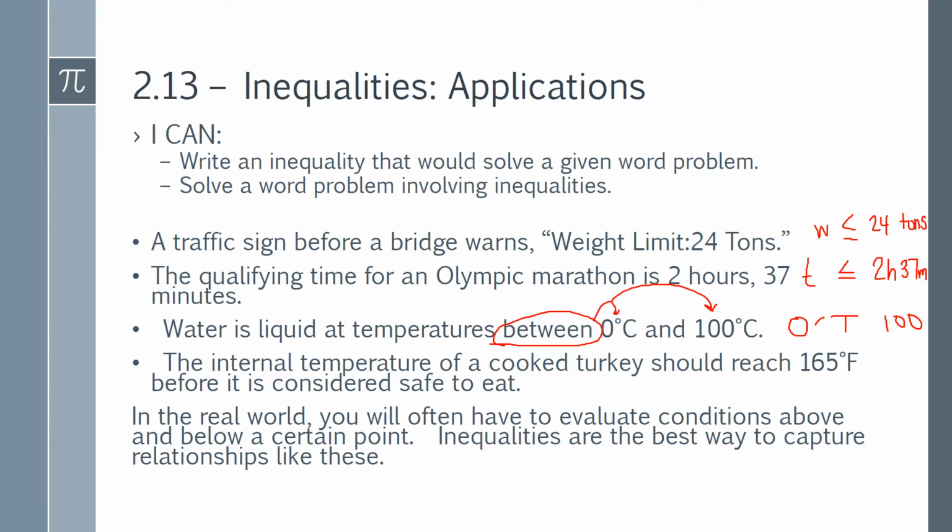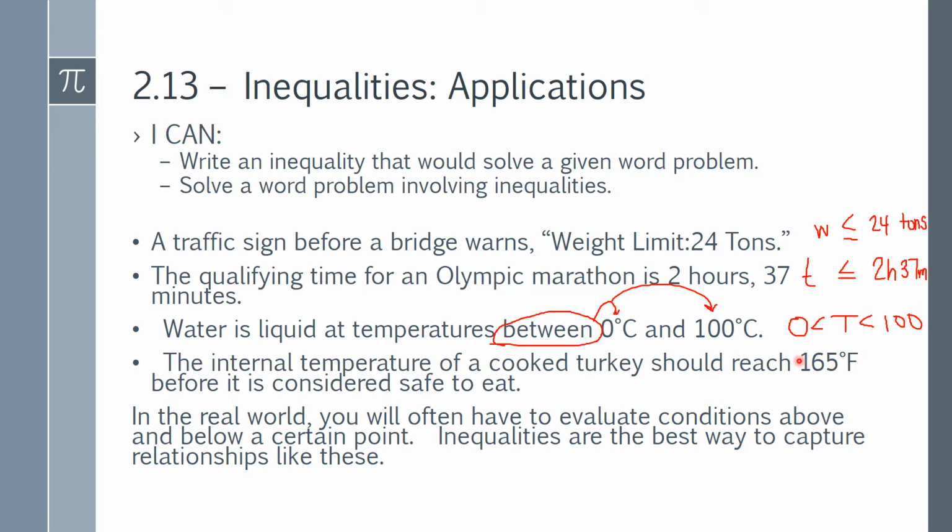And I'm going to put capital T for temperature, and I'm going to end up looking like this: 0 is less than the temperature, which is less than 100. And that statement right there would give me the temperatures in which water is a liquid, given we have normal atmospheric pressure.